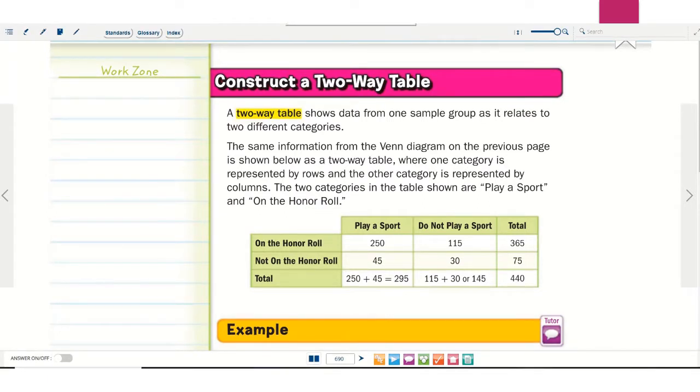Chapter 9, Lesson 3, Two-Way Tables. Our objective for the day is to be able to construct and interpret two-way tables. We do have two vocabulary words in this lesson. The first one is relative frequency and the second one is two-way table.